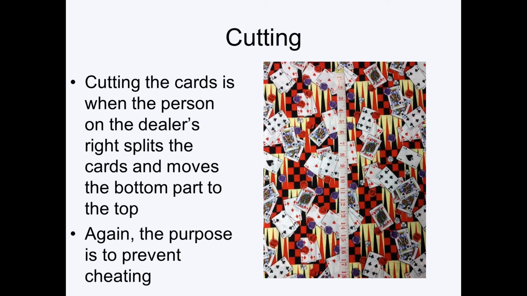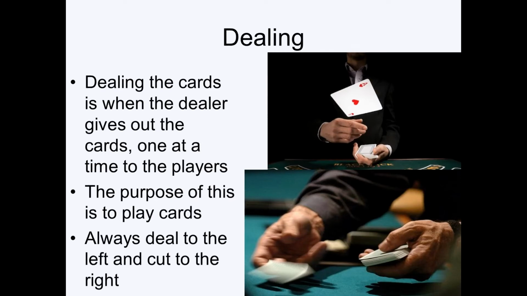Someone really good with their hands can place cards in a certain area while they're shuffling, right? So you always go to the person on your right, have them take the top, set it there, then you put the bottom on the top before you deal. Dealing the cards is when the dealer gives out the cards one at a time to the players. The purpose of this is to play cards. Always deal to the left and cut to the right.